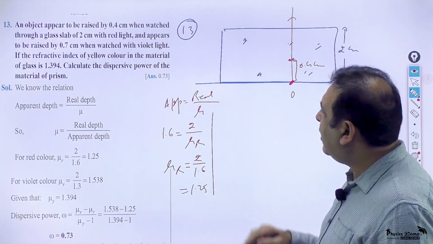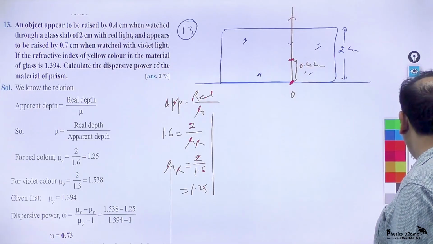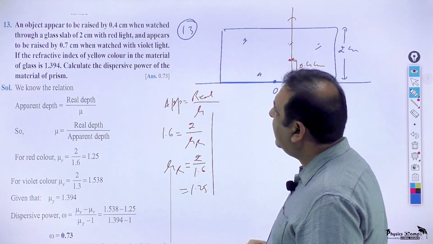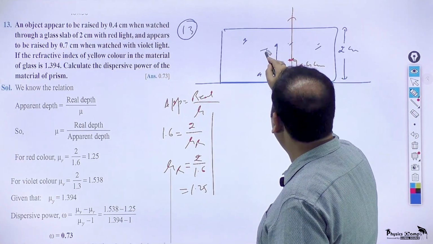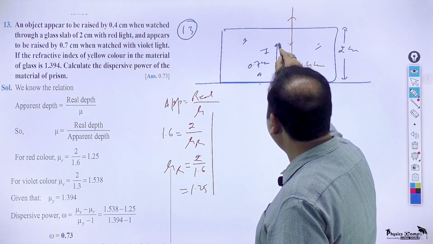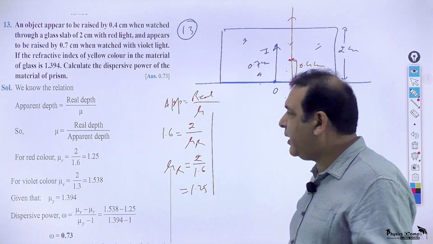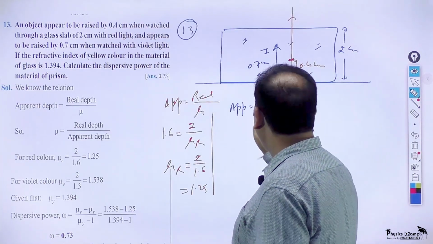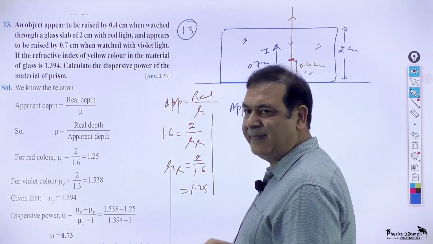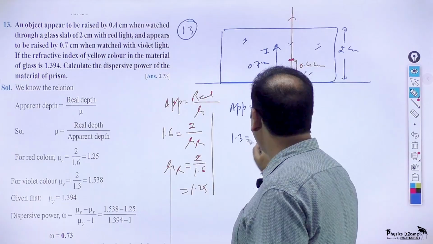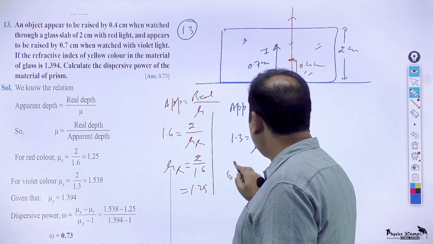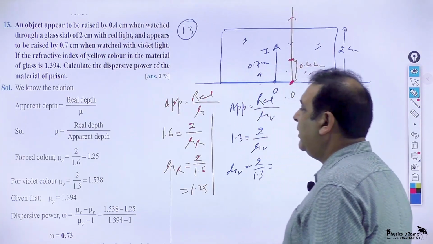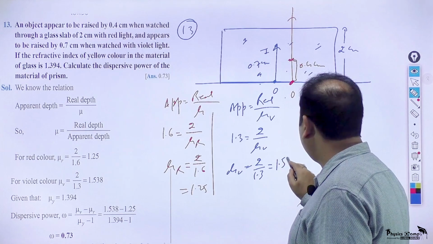Second, the same object appears to be raised by 0.7 centimeter when using violet light. So I can say apparent depth is equal to real depth by mu violet. Apparent depth will be 1.3 now, 2 by mu v. So mu v will come out to be 2 by 1.3 and thus for violet light it is 1.538.